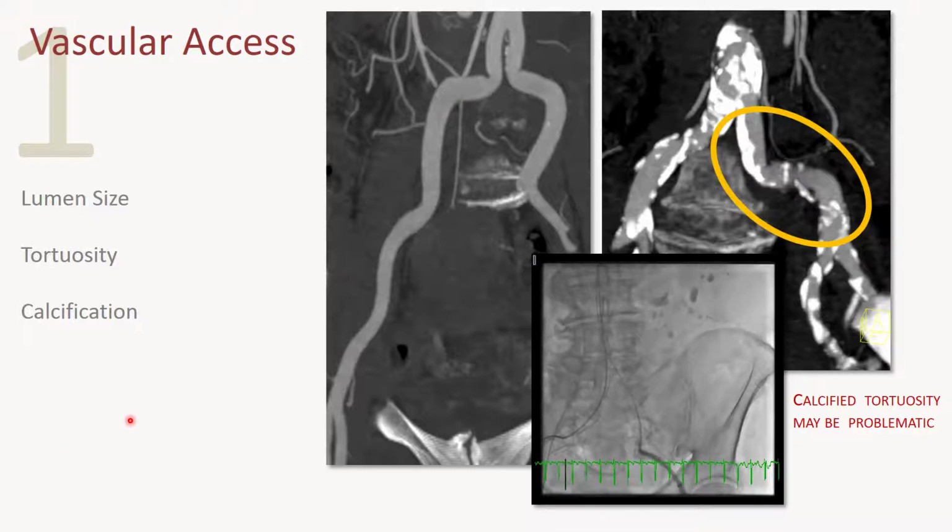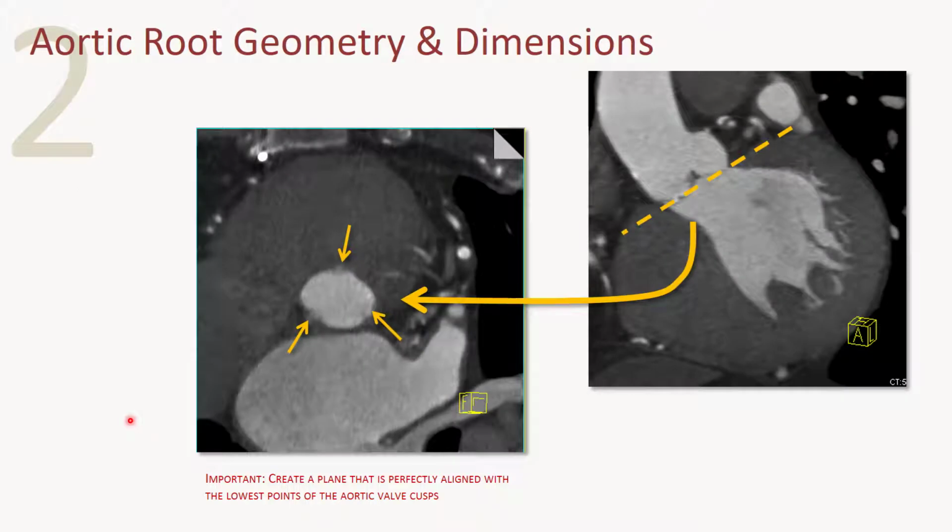The second area, as I said, is looking at the aortic root, our target region, to determine the geometry and the dimensions. As I said, with CT, you can generate, with a little bit of practice, an imaging plane that is exactly aligned with the aortic annulus, showing the lowest points of the right coronary cusp, the non-coronary cusp, and the left coronary cusp, and this tells you that you are exactly aligned with the aortic annulus. And that's an image that no other imaging modality can give you.